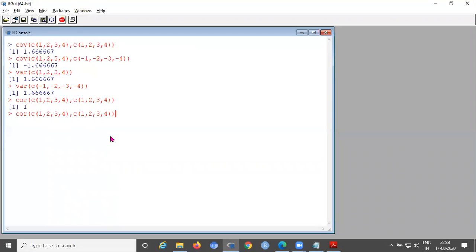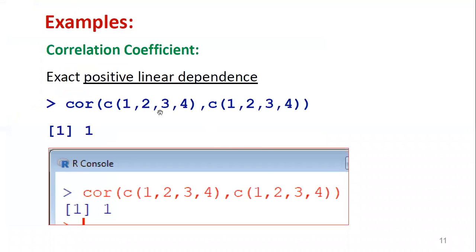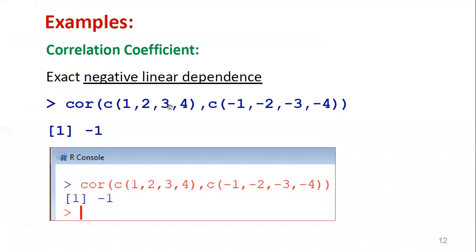Whereas in another aspect, if you take negative values, so -1, -2, -3, -4, this is negative correlation coefficient dependence, which gives a negative value by providing any one vector as negative. So negative linear dependence. The first one is positive values, the second one is negative values. Whenever you take any one as negative, it gives the negative linear dependence correlation coefficient.